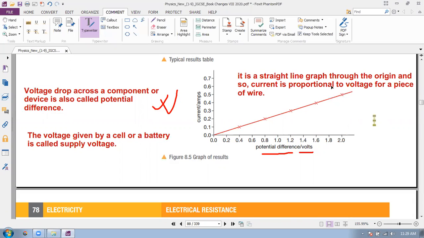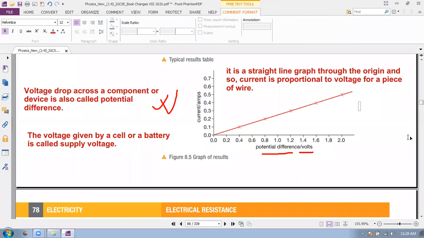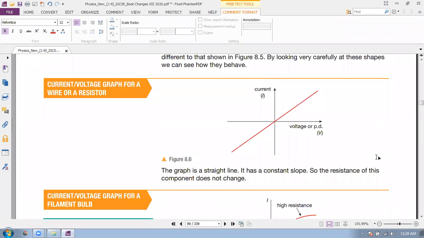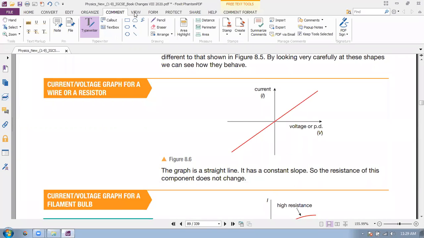Remember, current and voltage are proportional for a piece of wire, not for all components. Current and potential difference, you can say also, are proportional for a piece of wire, not for all components or devices, not for all. So this is a piece of wire. This is the straight line graph. Resistance is not changing. Resistance of the component does not change.